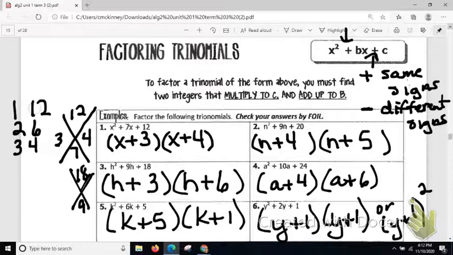So since they are both the same, y plus 1, it could be written with one set of parentheses with a second power on the outside. That would mean the same thing.